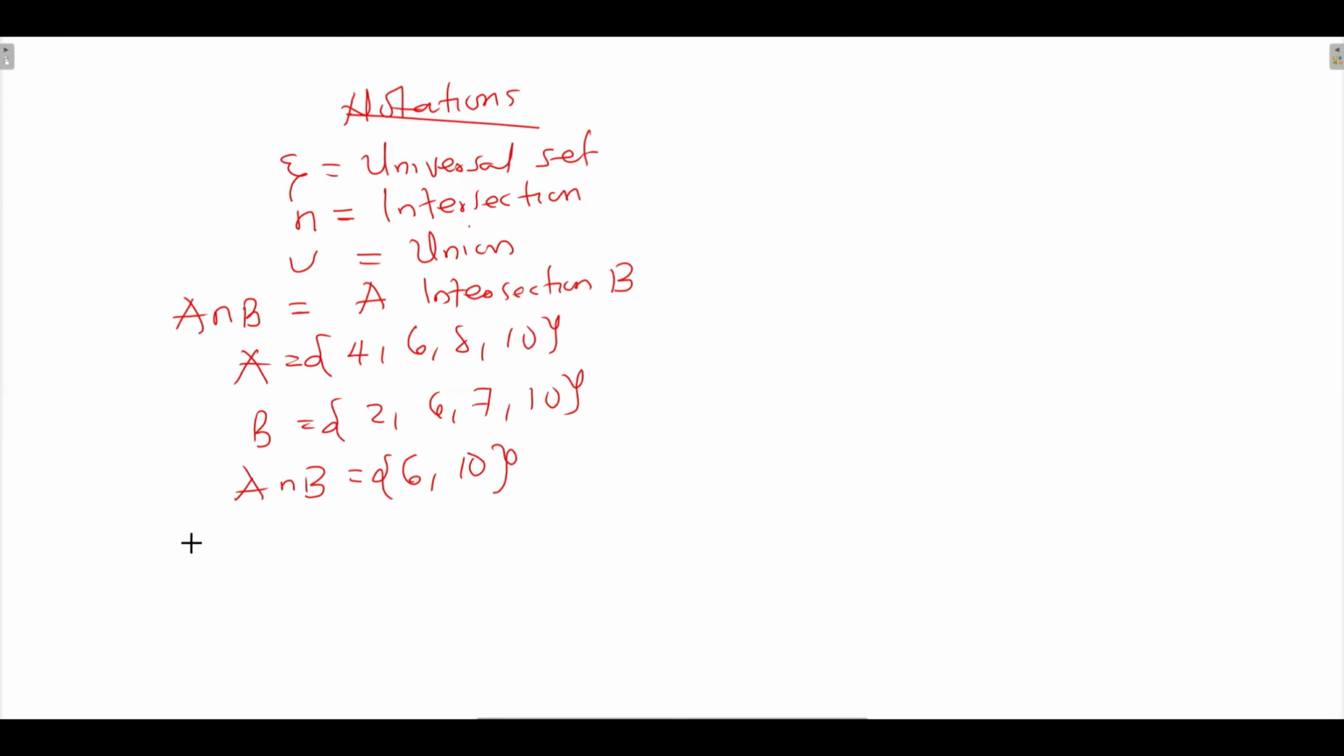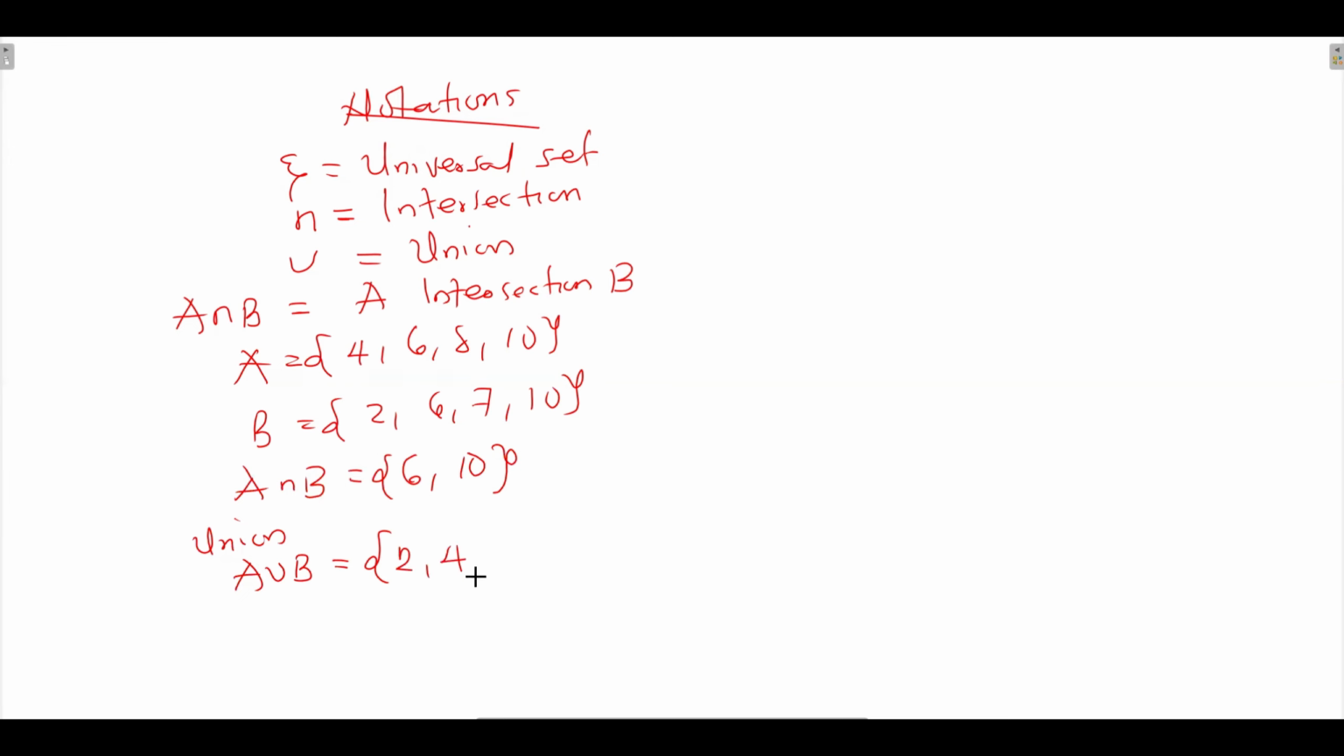But when we are talking about union, A union B means you combine the two sets, combine both the elements of A and B. And if any element occurs twice, just write it once. What am I saying? If you look at the elements of A and B, it's like I'm joining them and bringing them together. That's the meaning of union.